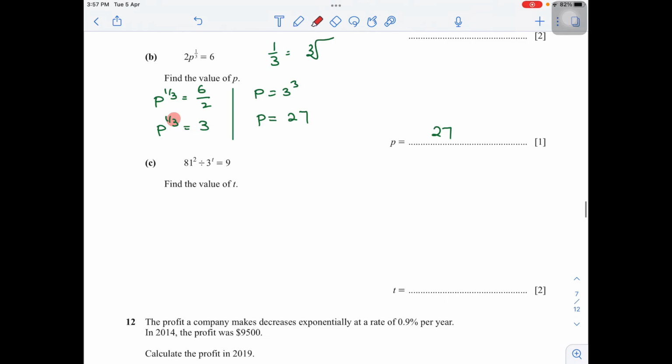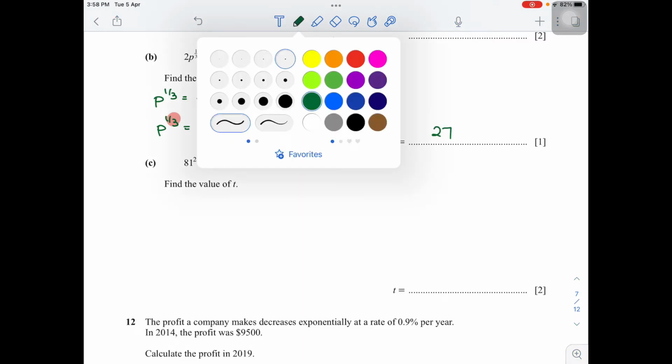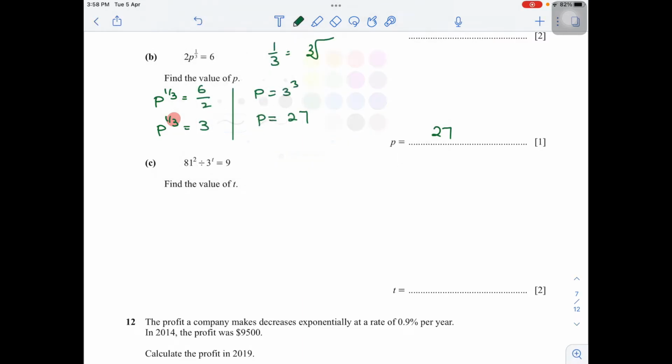Now next question. It is 81 to the power 2 divided by 3 to the power t equals 9. Now whenever it says find the value of t, whenever you have a question like this, change each term into the same number, the power to the same. Like for example, the smallest number is 3, so change 81 into 3, 9 into also 3. 81 is 3 to the power what? 4. Let's check. 3 to the power 4 is 81.